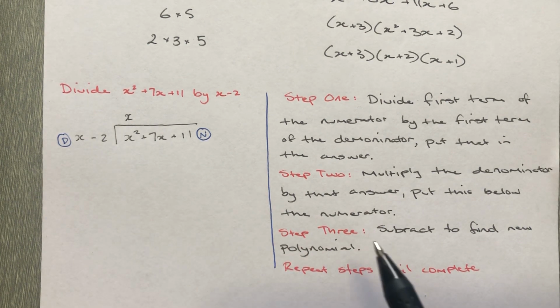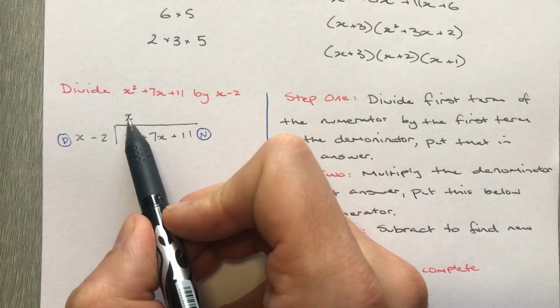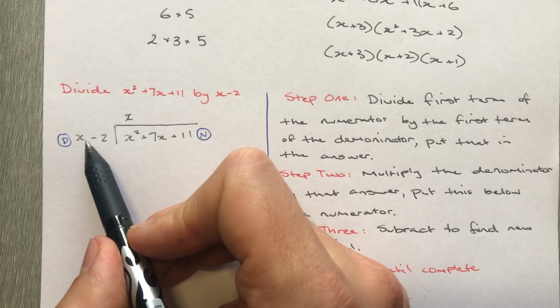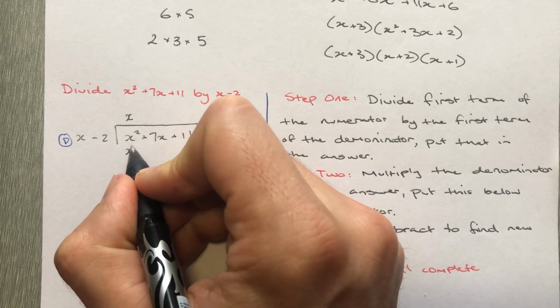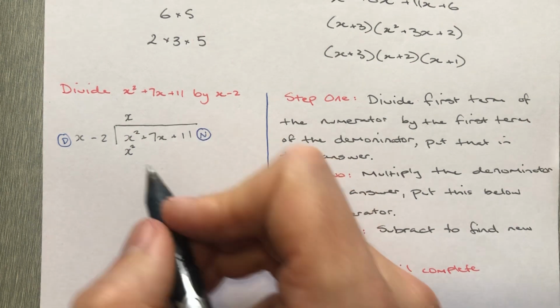Step 2: multiply the denominator, so the denominator's here, by that answer. When we do that, we need to put it down here as well. So I'm firstly going to go, okay, x times x, that gives me x squared. Put that there. And then I'm going to do x times minus 2, which is minus 2x.